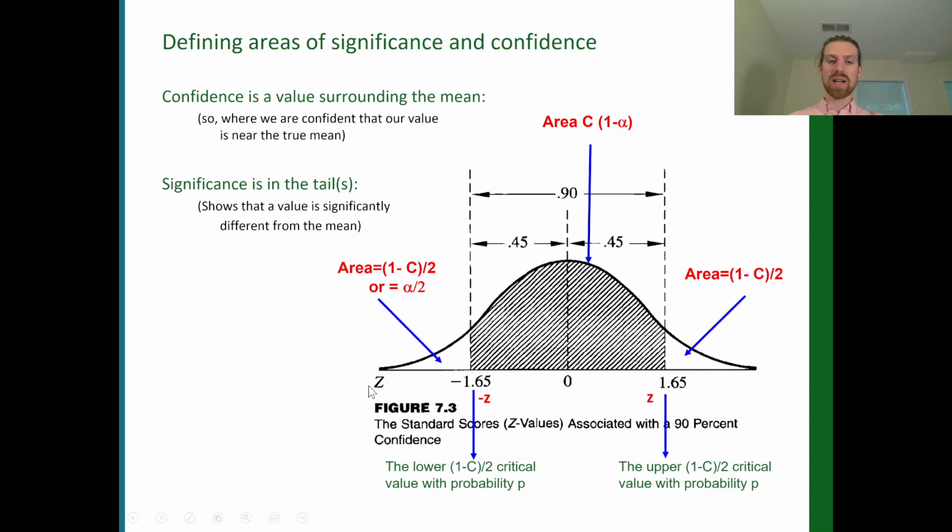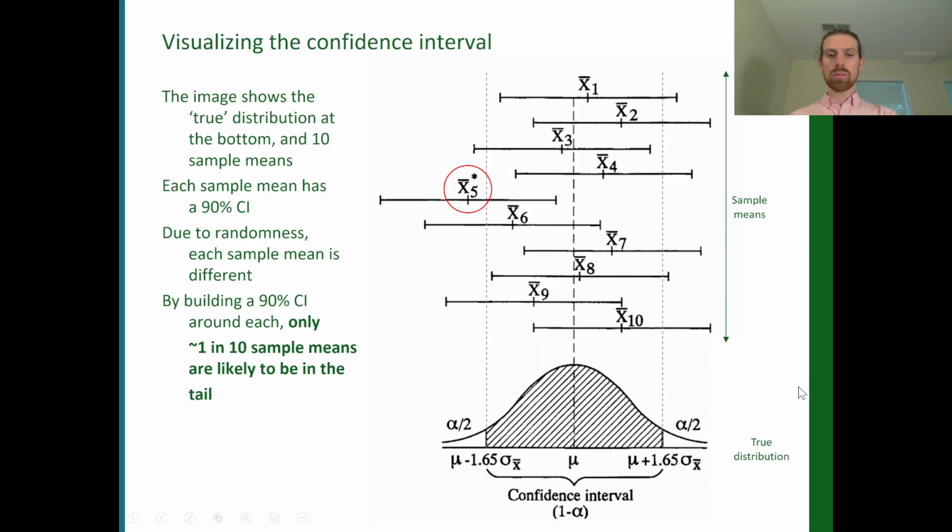Okay, so just remember that this axis here is measured in the standardized units for the z, so basically the number of standard deviations around the mean. What does that actually mean in reality? Well, imagine that we have this example here. So the image shows the true distribution at the bottom. So we have the mean here, and we have this confidence interval which stretches here, so the shaded part of the distribution. Each sample mean here has a 90% confidence interval. So this is the 90% confidence interval for this sample 1, so mean 1, mean 2, mean 3, mean 4.